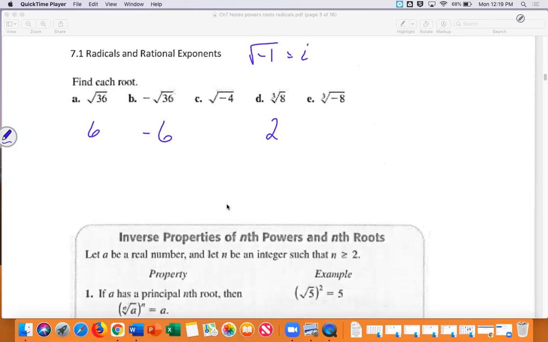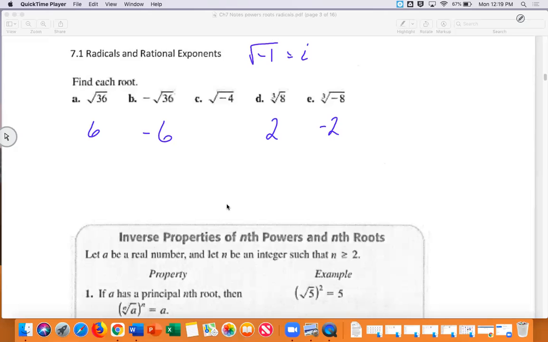Now, what about this cube root of -8? -2. Because -2 times -2 is 4, times -2 is -8. You guys okay with that? Now let's go back to C.